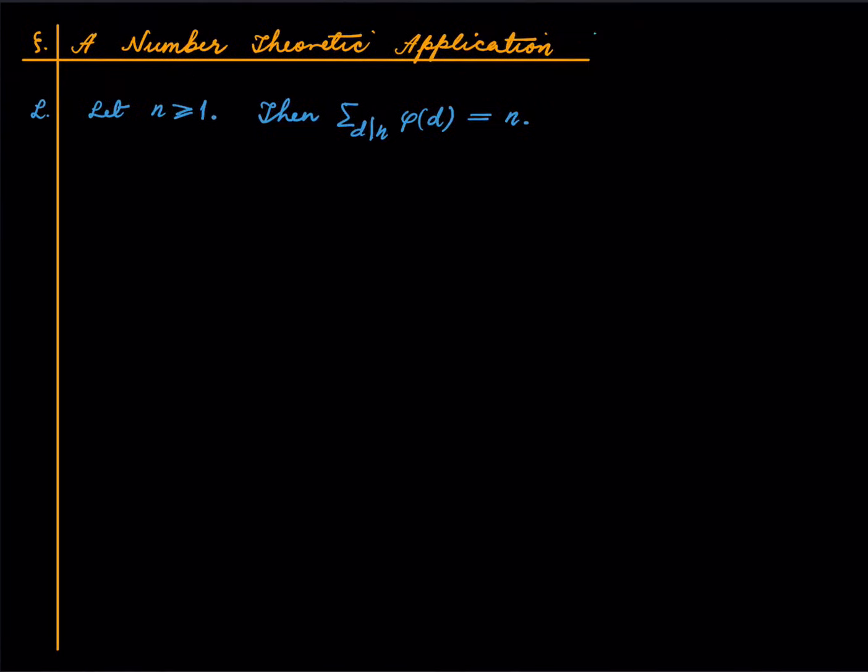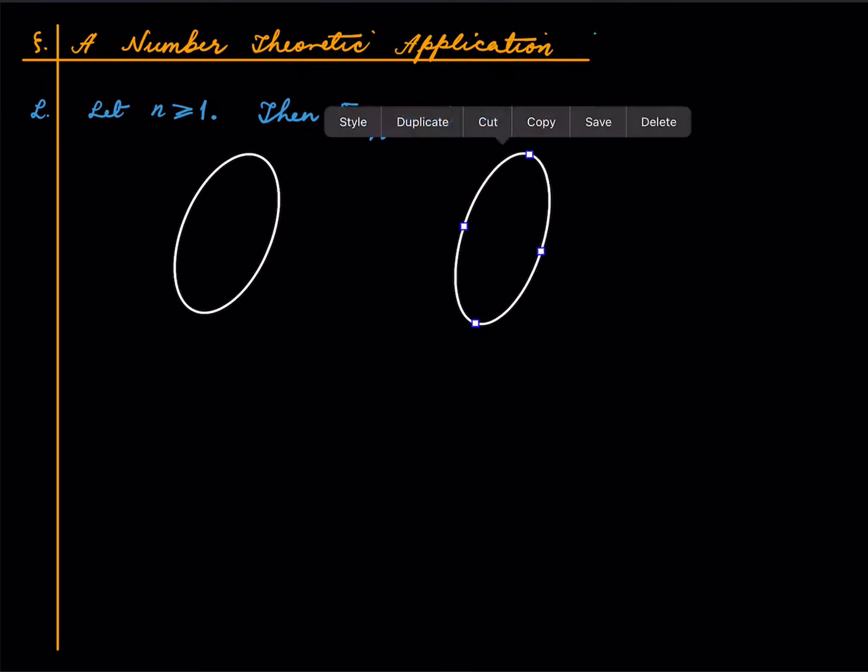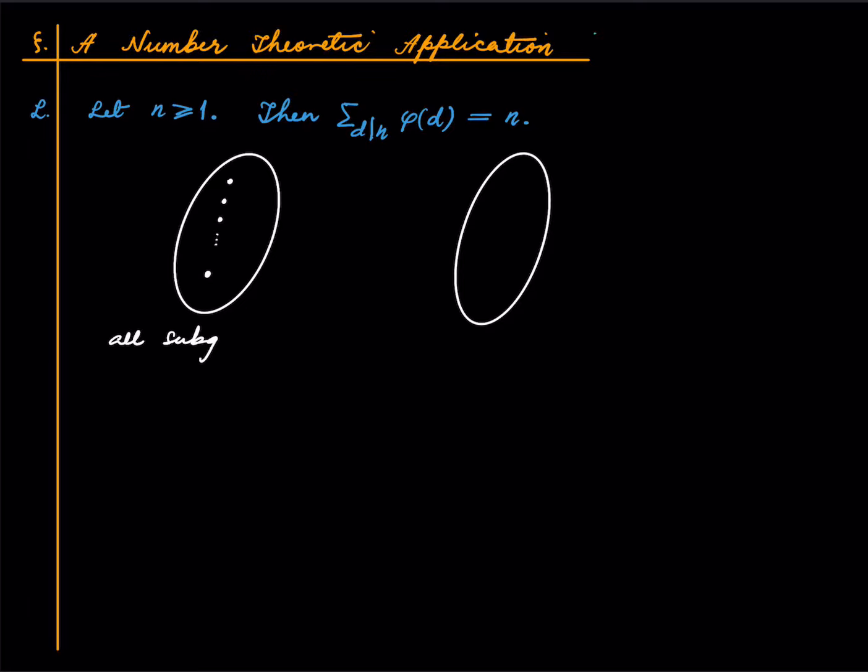And now we can use this to prove something purely number theoretic. We want to show that for any positive integer n, this summation is equal to n. And it's not obvious immediately as to why such a thing should happen, but let's give a proof using what we learned in this lecture. So we have two blobs. On the left side, we will list out all the subgroups of Z mod nZ. And on the right side, we will list out all the elements of the group Z mod nZ.